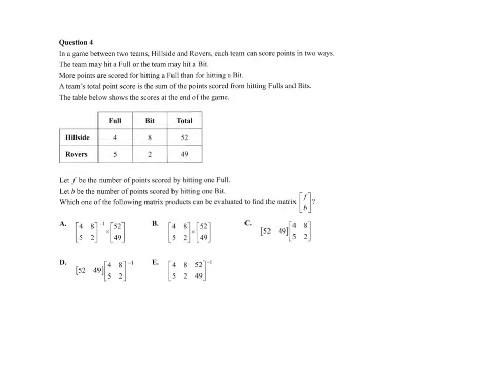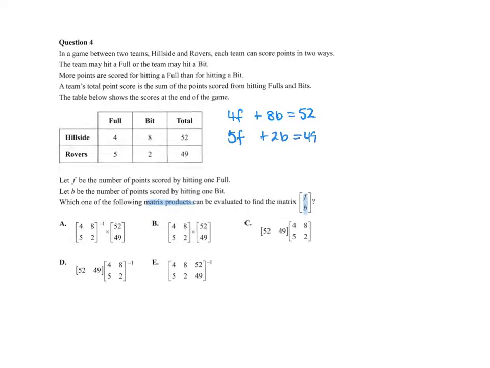Okay, let F be the points scored for a full and B be the points scored for 1 bit. Which of the following matrix products, so you want to times 2 matrices together, that will evaluate F and B. So if you go back to, this is like simultaneous equations. So really we would say Hillside had 4 fulls plus 8 bits and their score was 52. And Rovers had 5 fulls plus 2 bits and their score was 49.